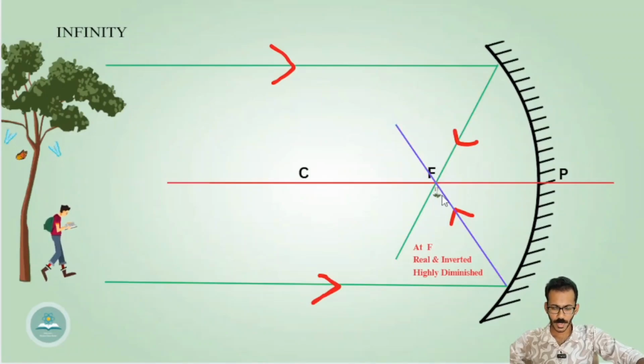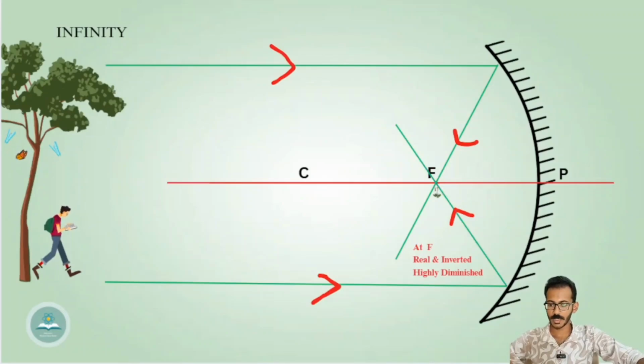As you can see, it's very diminished. It's very small. So in concave mirror, when I keep my object at infinity, I'll get my image at the focus. As you can see, it's highly diminished. So if the object is at infinity, image will be at the focus. It will be real and inverted. You can see, I don't know whether it's visible or not. It's very small. It's highly diminished. But still it's inverted, it will be upside down and it will be real and it is highly diminished.